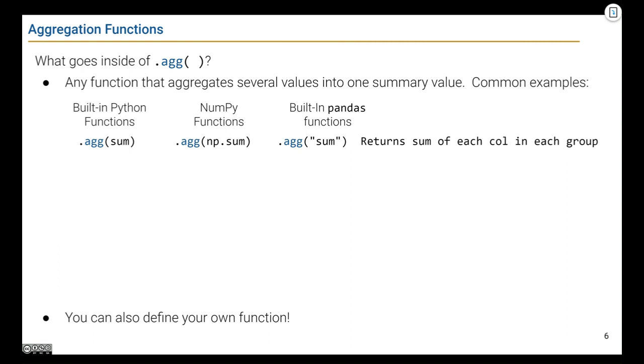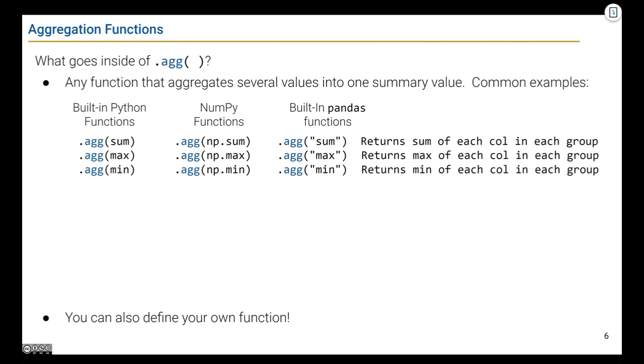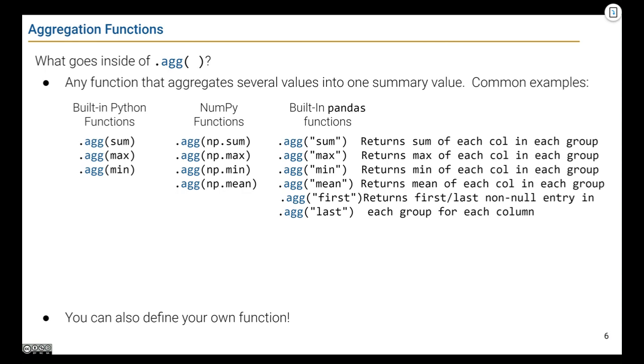So that's why I was hinting at the fact that the quotes are going to work as well. You can find the max of each column in each group, again, using these calls. Similarly, you can do the min and the mean, which we talked about. And then there are some pandas specific built-in functions, and we'll practice with these. One of them is first and its corresponding counterpart last, which is basically going to give you the first entry in each group for each column. So we'll look at that in a minute.